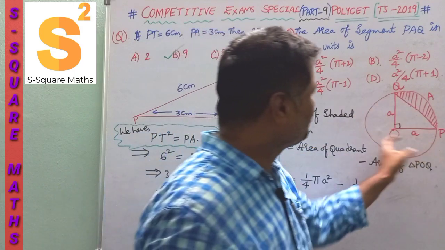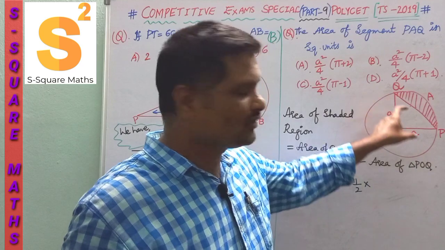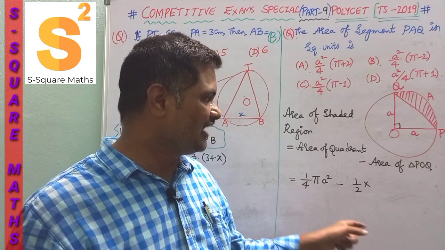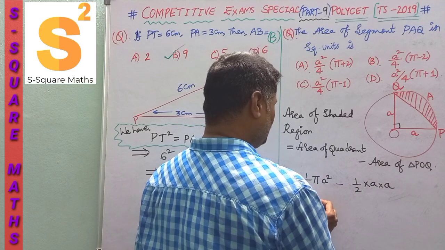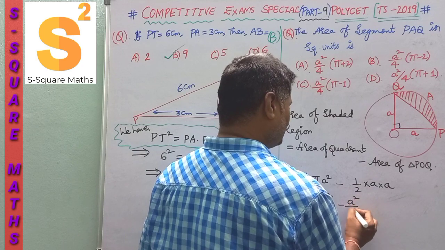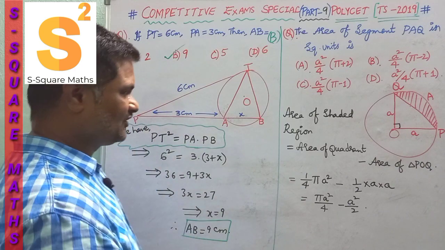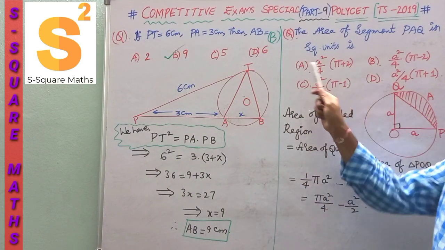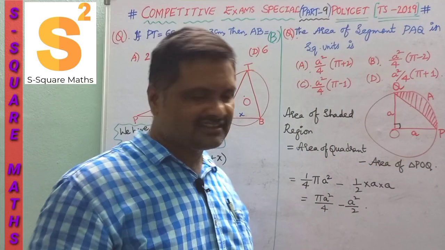But here, since POQ is a right angle triangle with 90 degrees, OP and OQ act as the legs of the right angle triangle, as we discussed many times. So half into the product of the legs, A into A. So pi A square by 4 minus A square by 2. After doing this, you will be checking the options. Nothing is suitable here yet, so we have to go through our simplification.